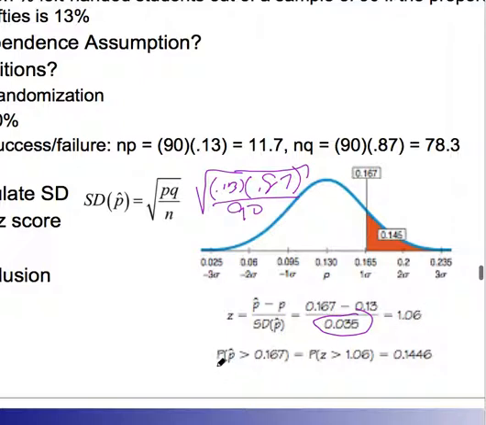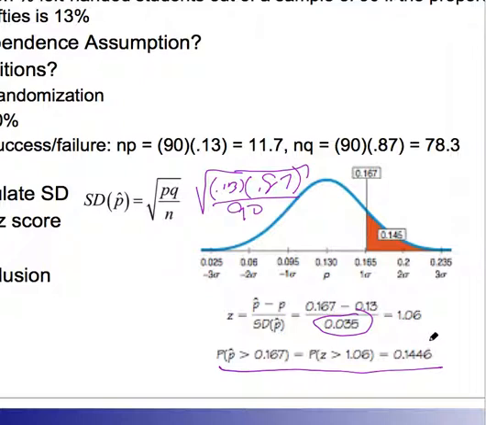In notation, we need to start paying attention to notation a little bit more. I want the probability that p hat is going to be greater than 0.167. So I translated that into a z-score. I want the probability that my z is going to be greater than 1.06. So you get out your calculator, plug in this z-score, and the answer is 0.1446.